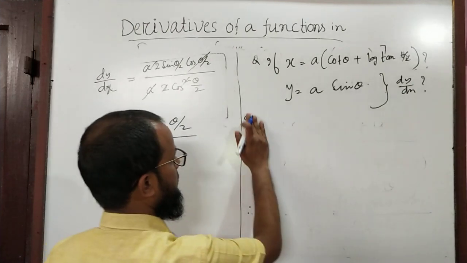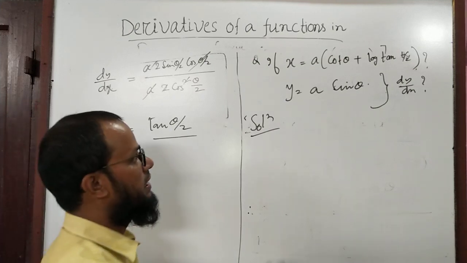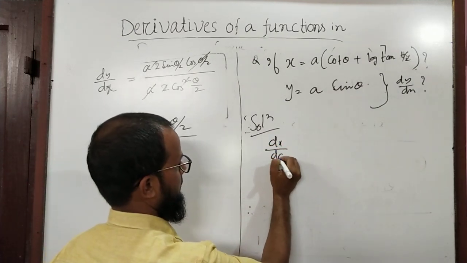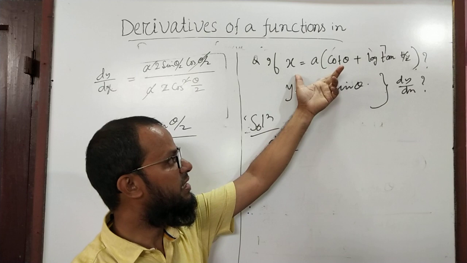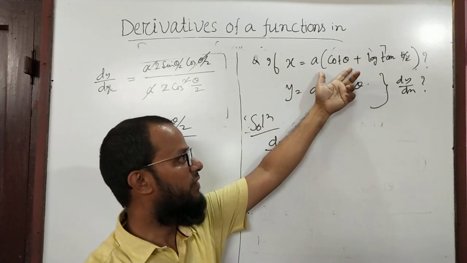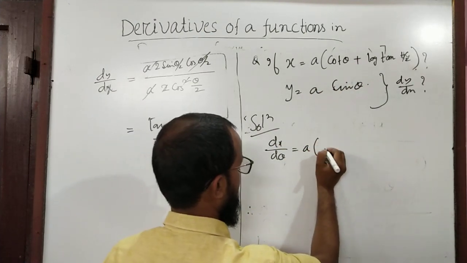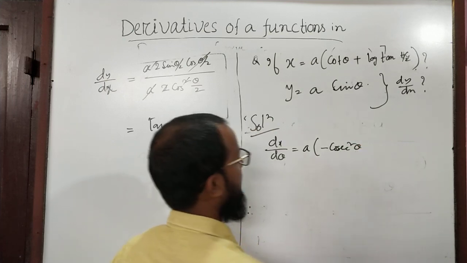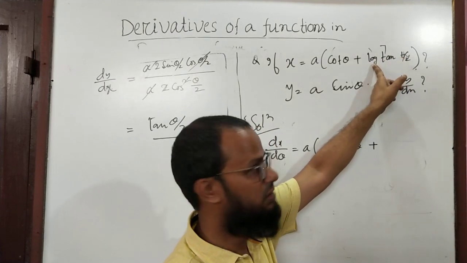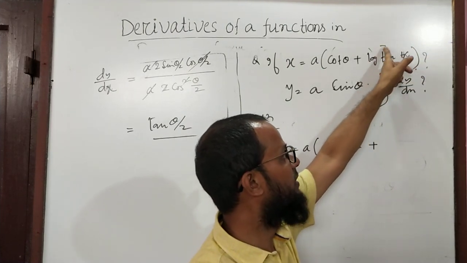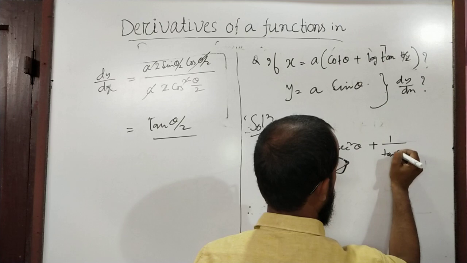Okay, so see how to find. First of all, you have to find dx by d theta. Now this is your x. Okay, so dx by d theta, a is a constant. You have to first find the derivative of cot theta. What is the derivative of cot theta? Minus cosec square theta. And here you can use the chain rule. First you find the derivative of log. The derivative of log theta is 1 by theta. Here theta means tan theta by 2, so it is 1 by tan theta by 2.